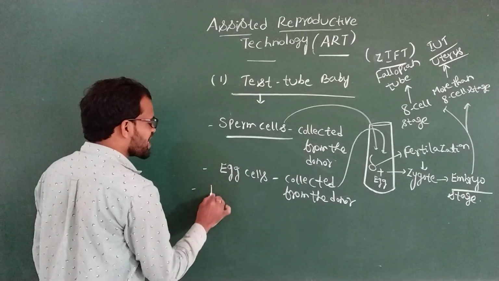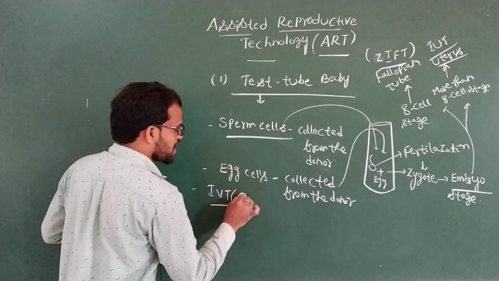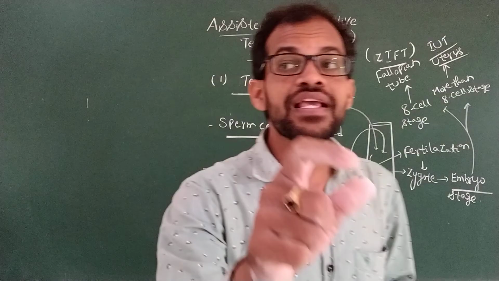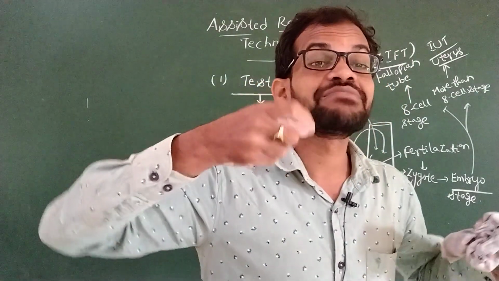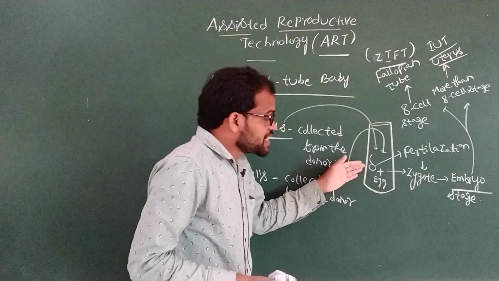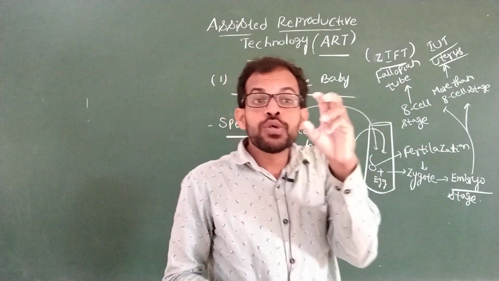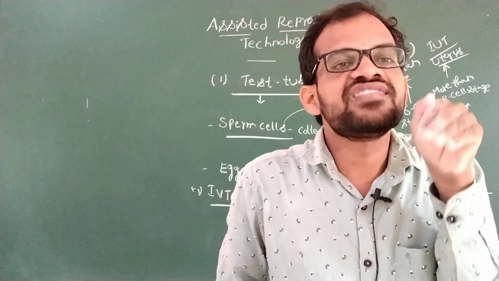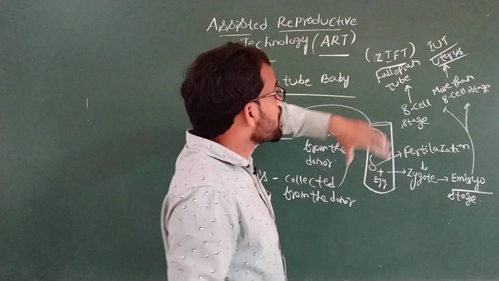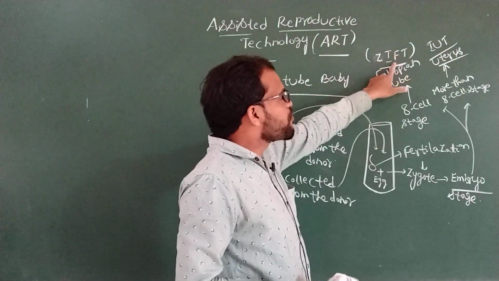What is the first procedure involved in test tube babies? In vitro fertilization. What is that? The fertilization takes place outside the body, inside the test tube. Whenever the fertilization is completed, it is converted into the zygote. The zygote develops into the embryo. That embryo consists of 8 cell stages. This 8 cell stage is transferred into the mother's womb, inside the fallopian tube. This condition is zygote intra-fallopian transfer.